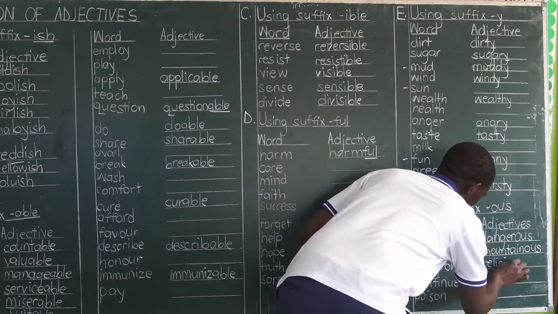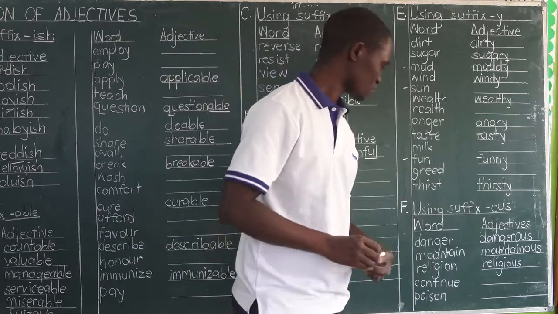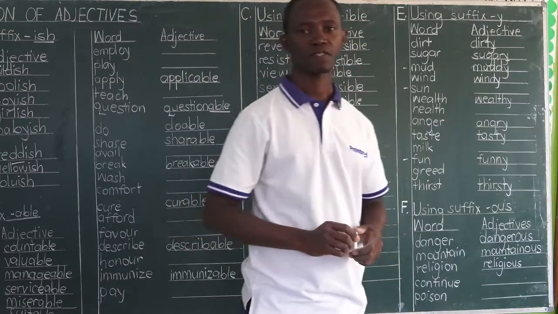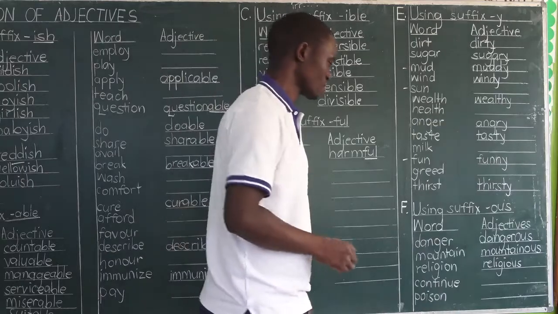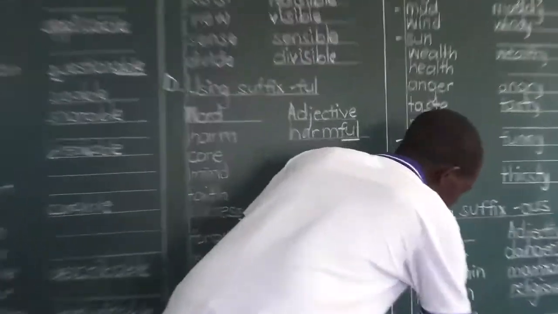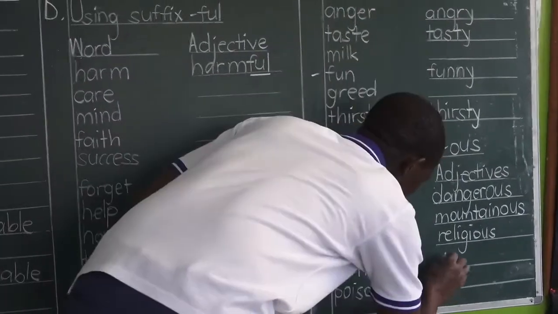Religious. G-I-O-U-S is our adjective ending from religion. Second last is the word continue. The word continue changes to, there's a tense we call the present continuous tense, yes. But most candidates feel challenged spelling the word continuous.